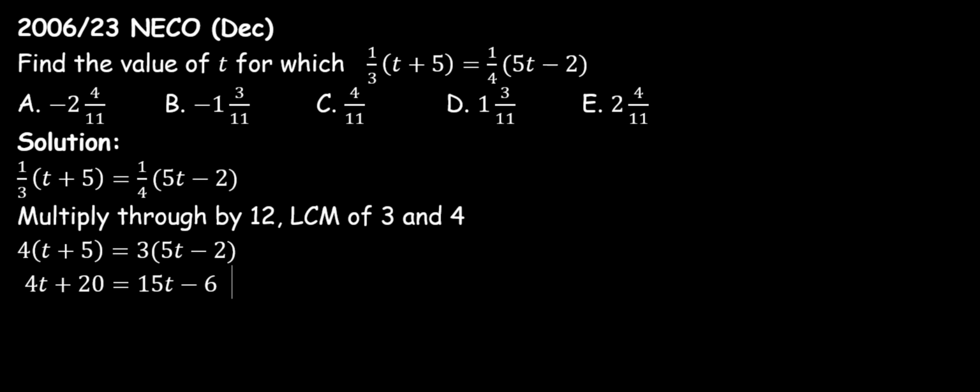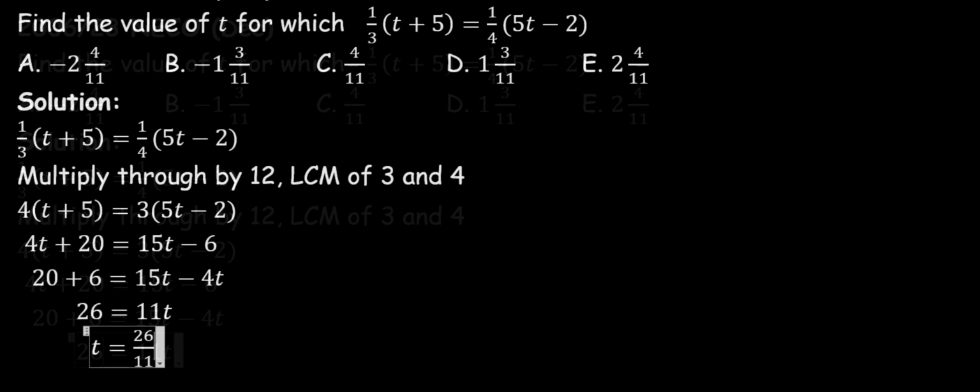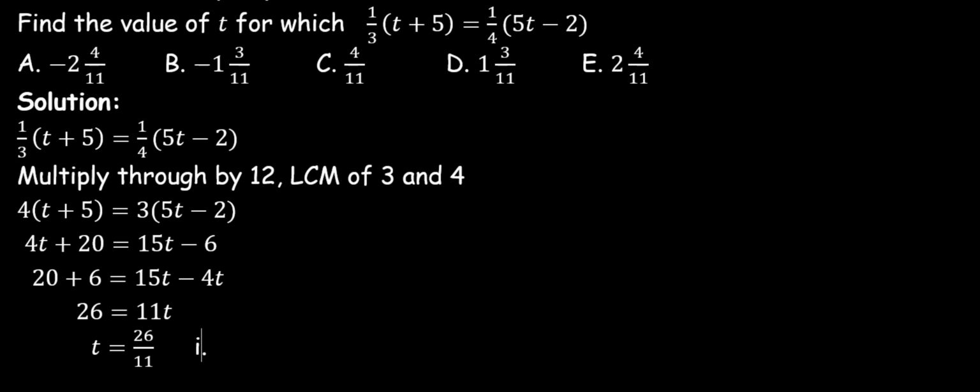Next, we collect items together and we have 20 plus 6 equals 15t minus 4t. And that will give us 26 equals 11t. Next, we divide both sides by the coefficient of t, which is 11. So we can now say t is equal to 26 divided by 11. And that will give us 2 whole number, 4 over 11.